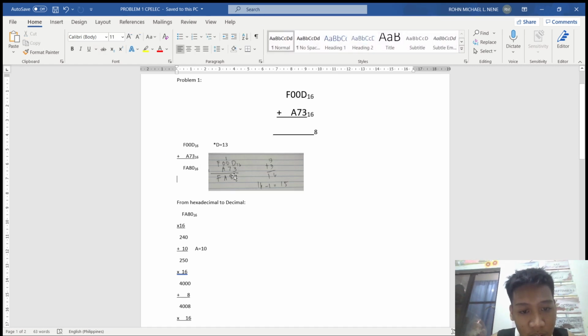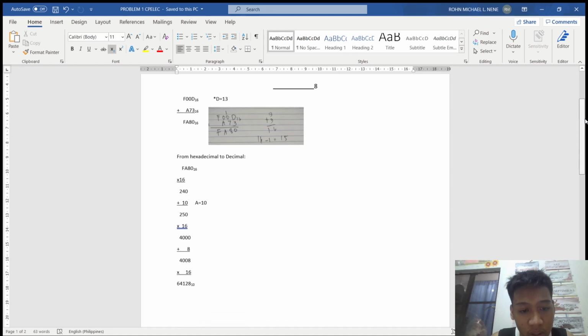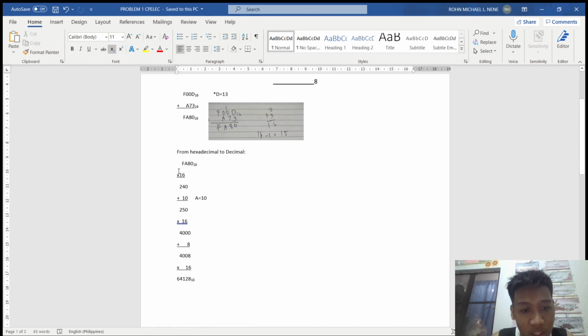Then 1 plus 7 will become 8. Then since there is no value here, it is only 0. So 0 plus A is equals to A. Then bring down F. That is why we have FA80 sub 16. Then from hexadecimal, we will convert the current value, which is this, to decimal. And to do that, we will be multiplying it to 16, which we will get 240.